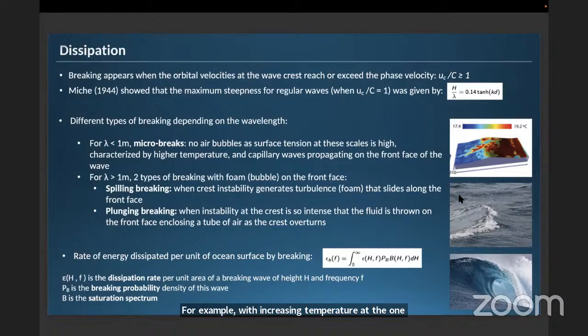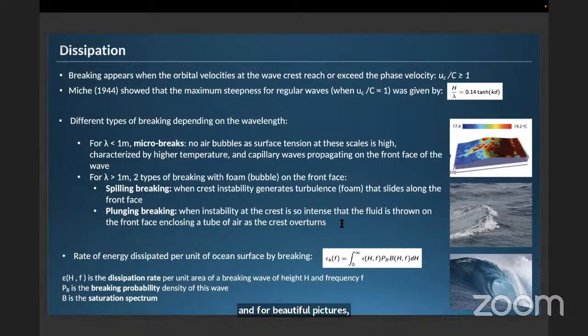Then there are two kinds of more common breakings that you can observe. The spilling breaking, which is when the crests become unstable and there is a generation of foam and turbulence at the top of the wave. And the typical plunging breaking, which is when the crest instability and speed is so great that you have this nice tube that is nice for surfing and for beautiful pictures.